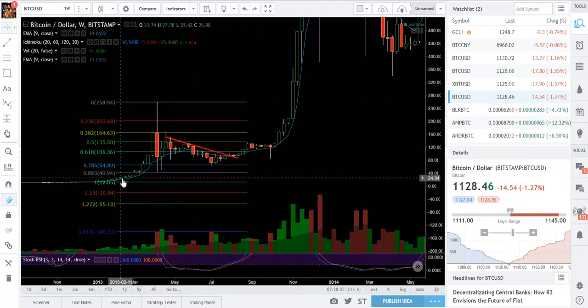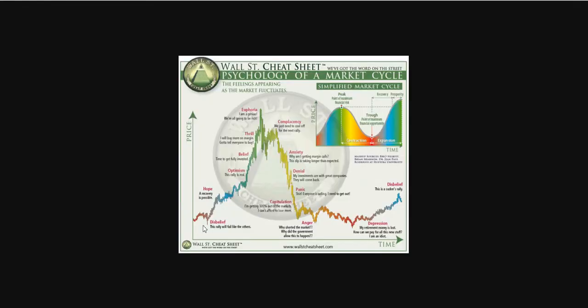And then I'm sure that when we came out of the previous bubble, when we hit about here, we were hitting this disbelief. Like, what? I can't believe that Bitcoin's rallying again. It's up over $12 again. And then bang, it goes to $260. Then it comes back down.